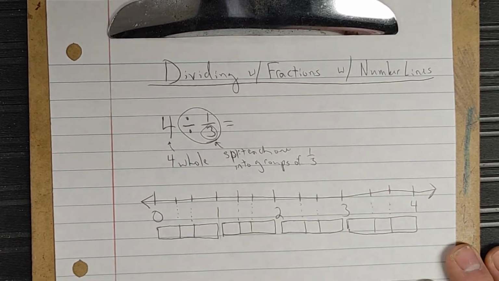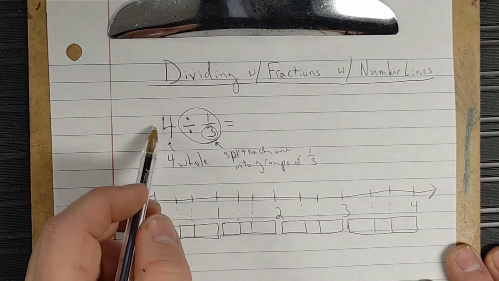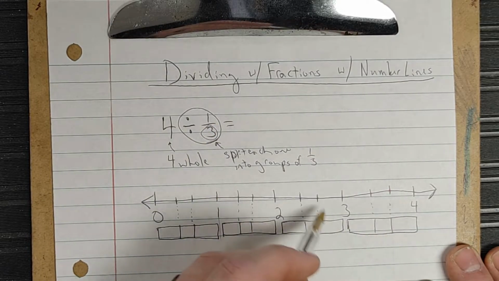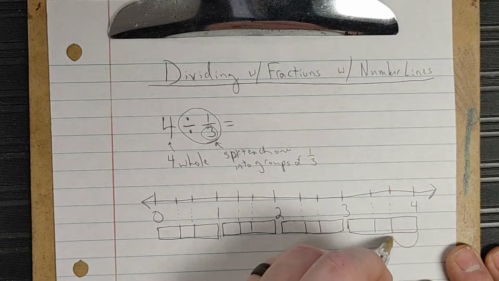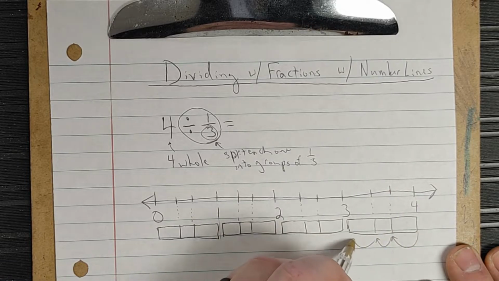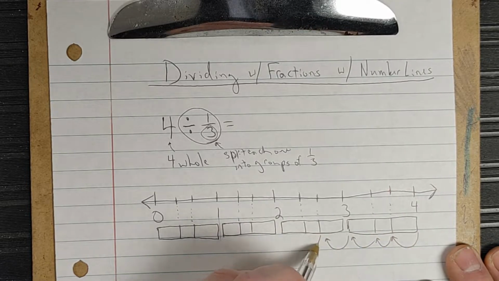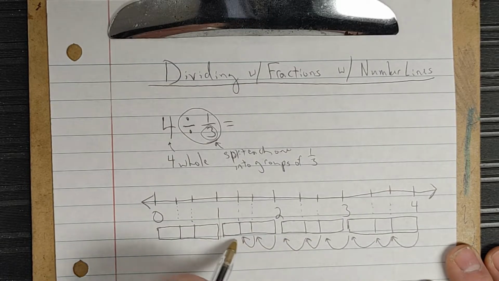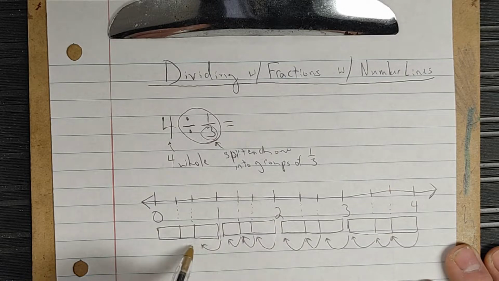So let's talk about this. What does 4 divided into groups of 1/3 mean? If I have 4 wholes, I'm dividing it into groups of 1/3. So that's 1/3, another third, another third, and another, and another, and another, and lastly, one more.